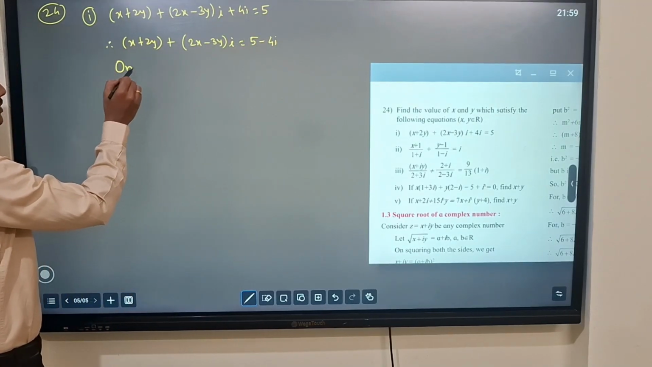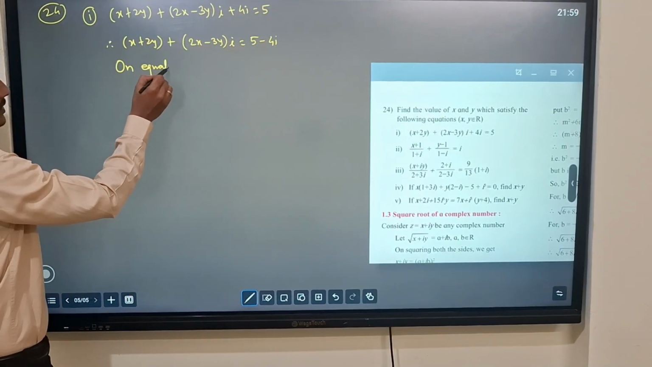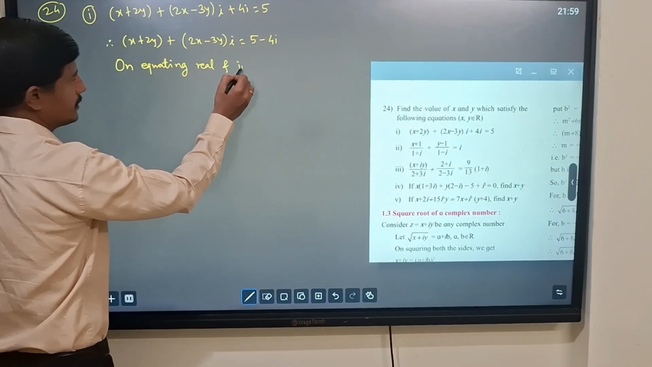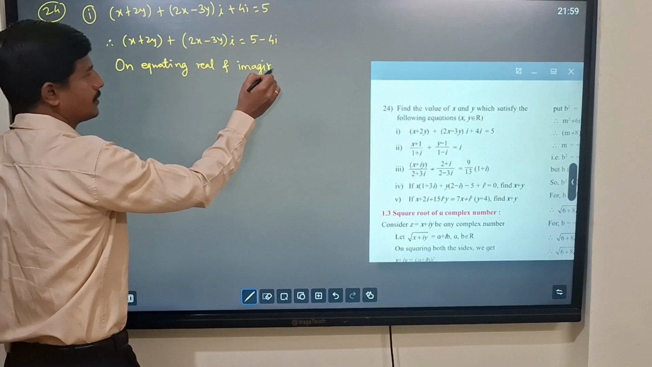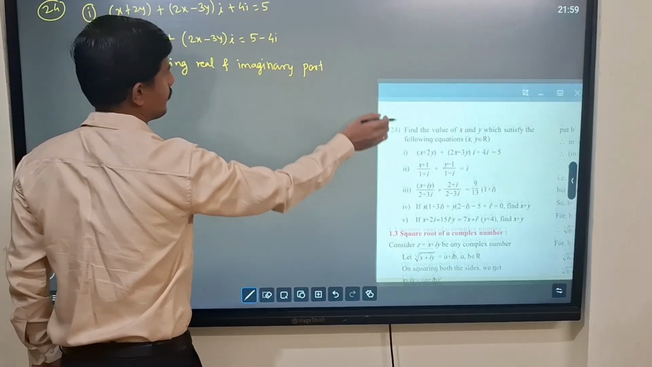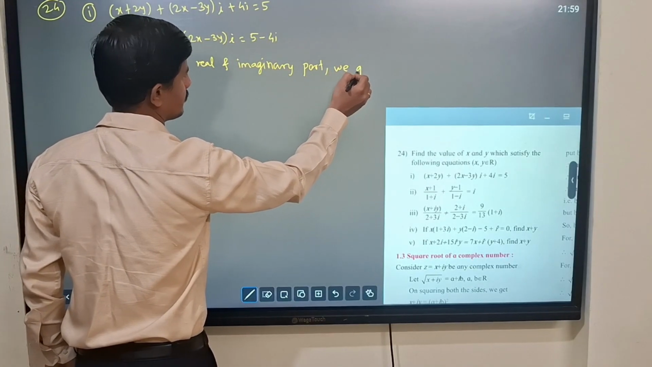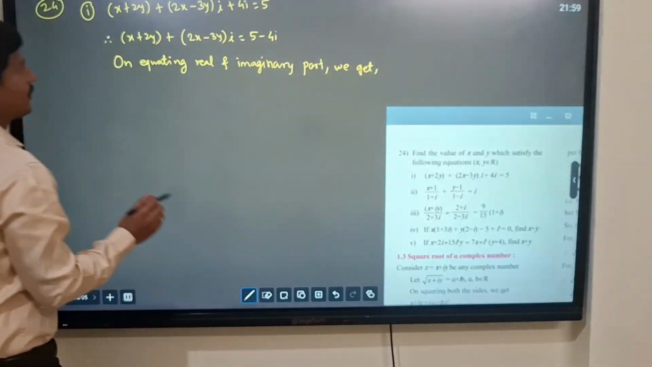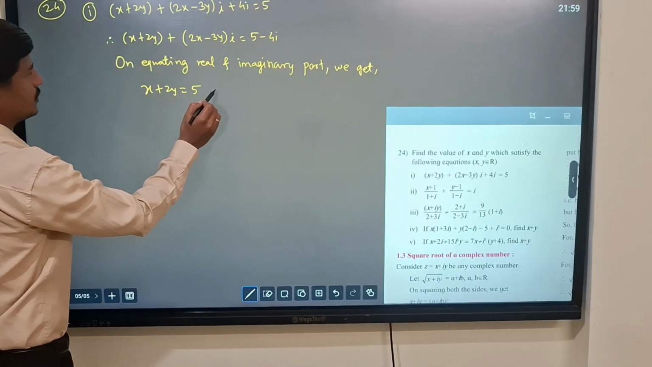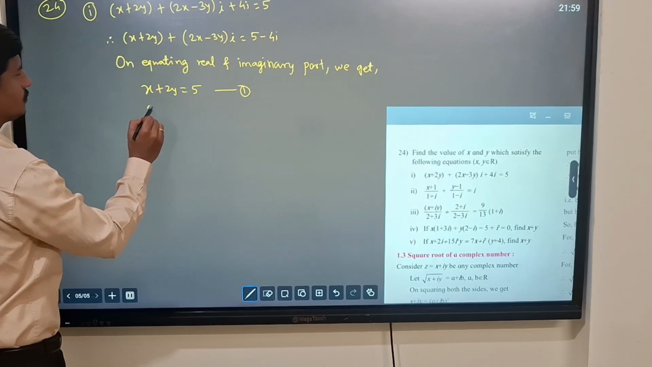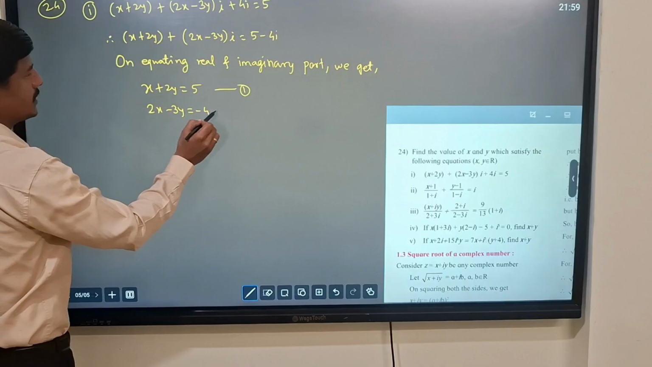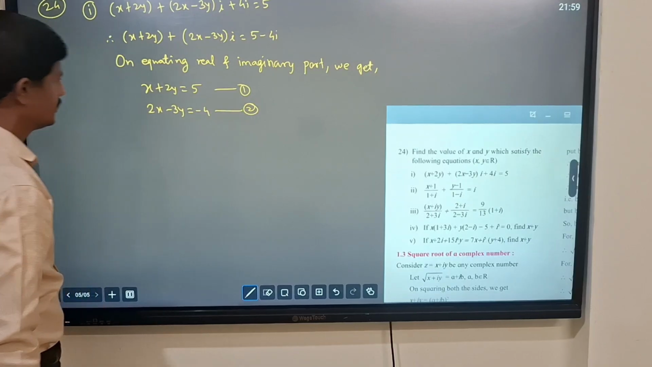Now on equating real and imaginary parts, we get x plus 2y equal to 5 and 2x minus 3y equal to minus 4.